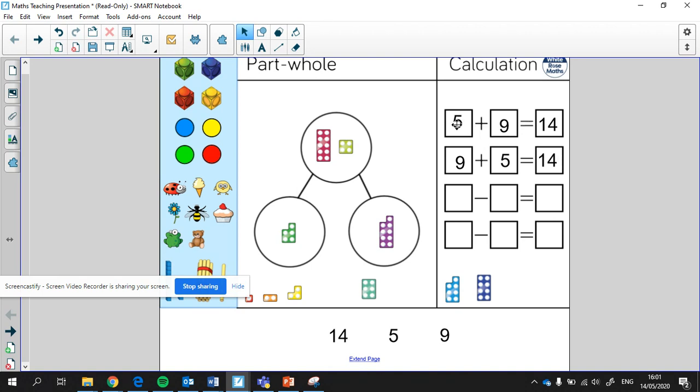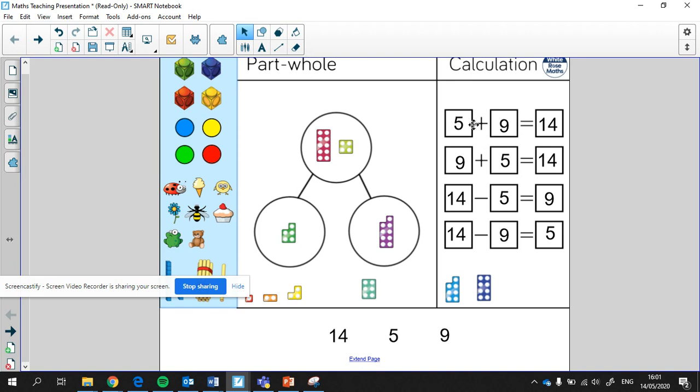We can think about some rules with this. So the whole is going to go here for addition, and this is set after our equal sign, and the parts are what we're adding together. But in subtraction, we start with the whole. So I had 14, I took away 5, and I had 9 left. We can swap these around. I had 14, I took away 9, and I could have 5 left.